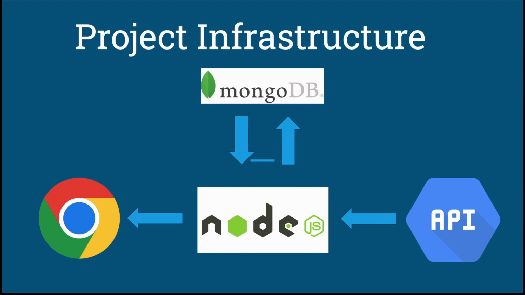Then, when a user opens the Chrome extension, several requests for data will be sent from the Chrome extension to the Node.js server. In response, the server will run a query on the database and return the results.